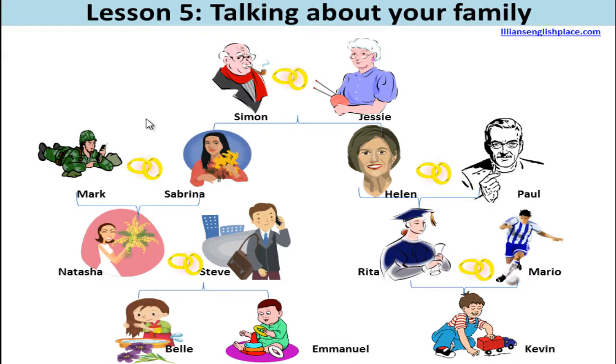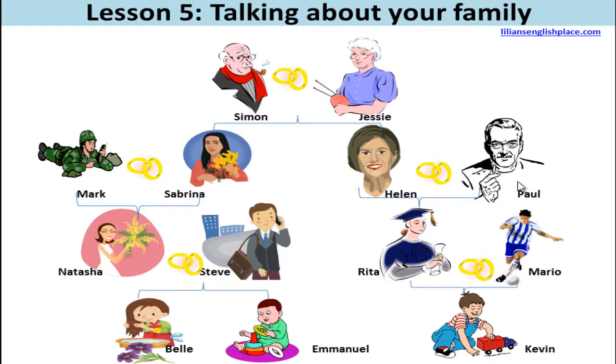What you're looking at right now is a photo of a typical family tree. You may have a family tree that is a little bit different from this one. That's not a problem. We're going to use this one today as an example. So at the top of the tree we have Simon and Jesse. Simon and Jesse are married and they have two daughters, Sabrina and Helen.